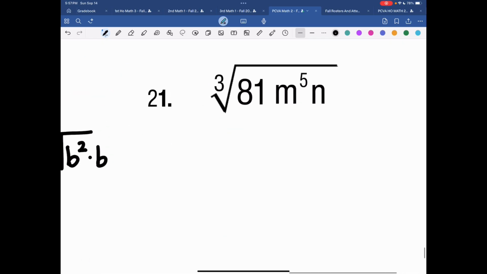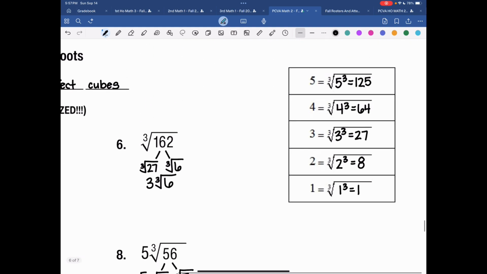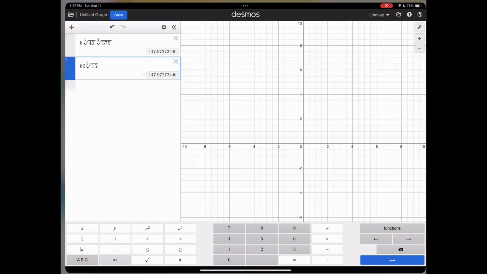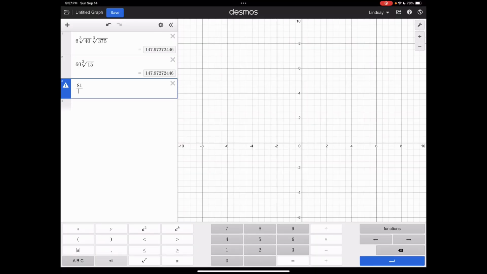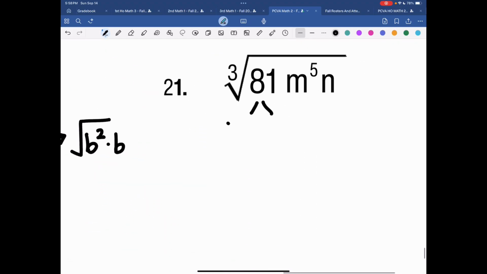All right, so now we're going to be looking at groups of 3, because it has an index of 3. So our first perfect cube root that we're looking for, and remember these are perfect cubes: 1, 8, 27, 64. With 81, if I divide that by 8, that's not going to work. If I divide it by 27, that gives me 3. So we know we can break it down into 27 and 3. So we're going to do the cube root of 27 and then the cube root of 3.